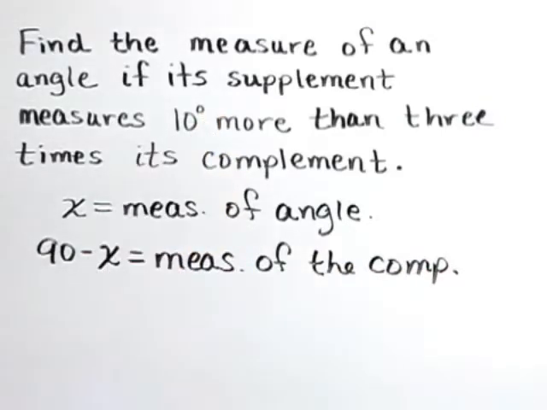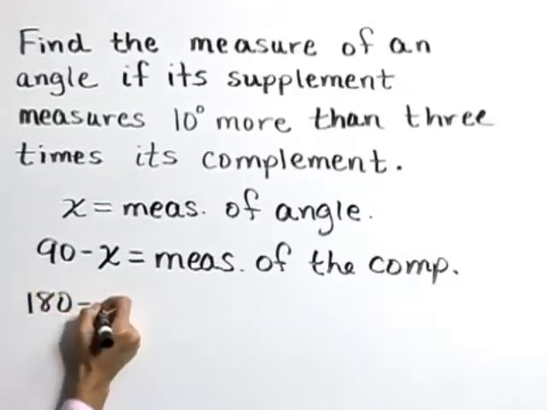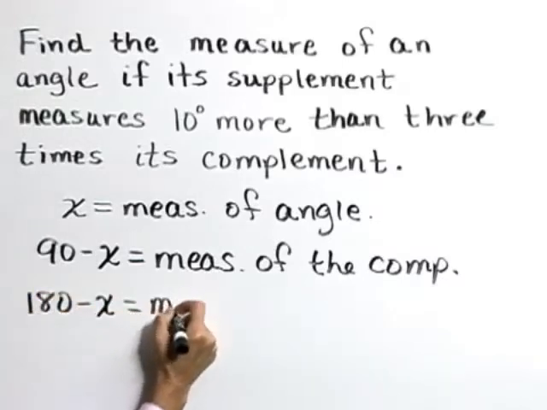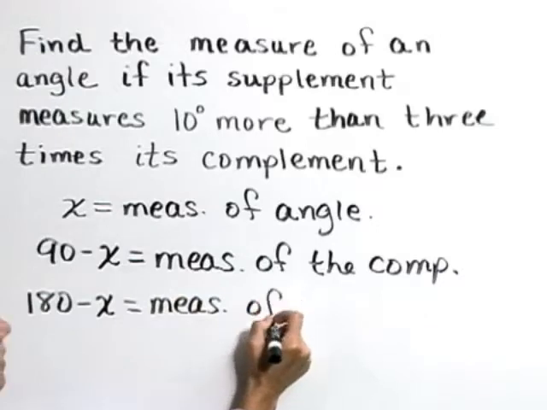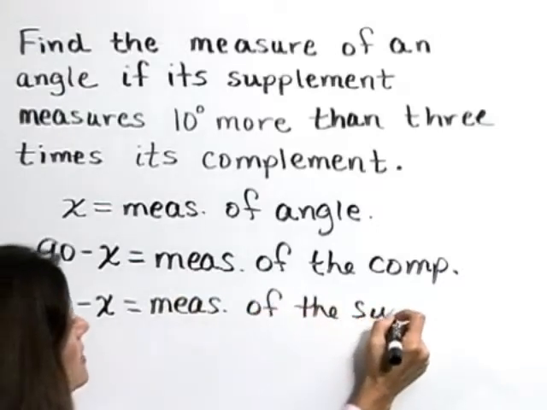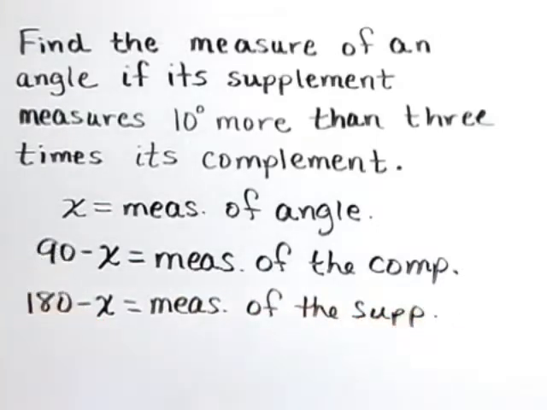Supplementary angles sum to 180 degrees. So let's let 180 minus x represent the measure of the supplement of angle x. Now we're ready to write our equation.